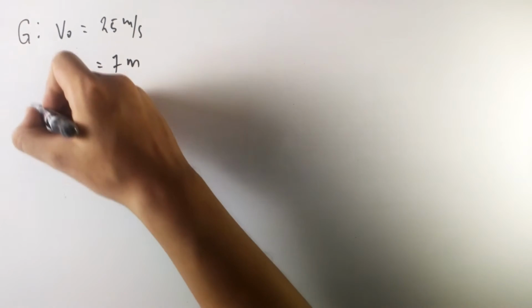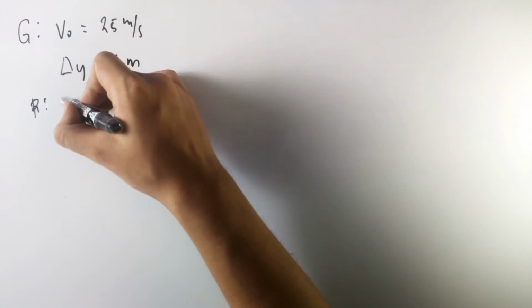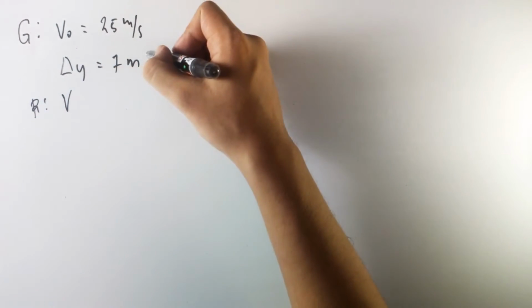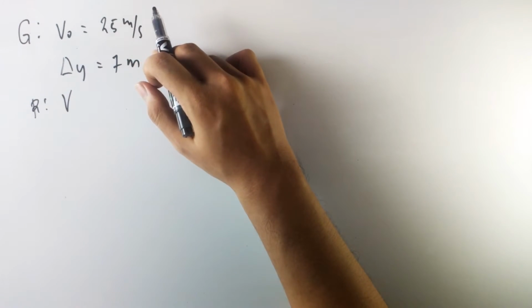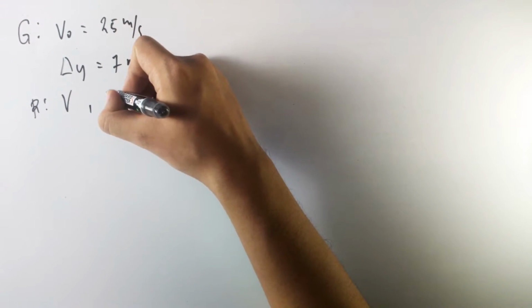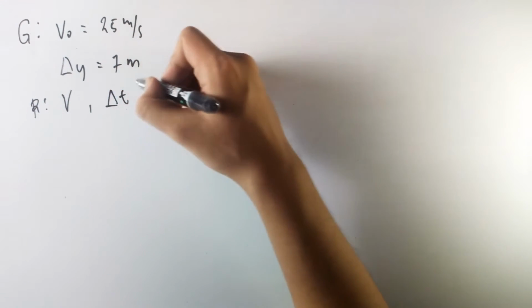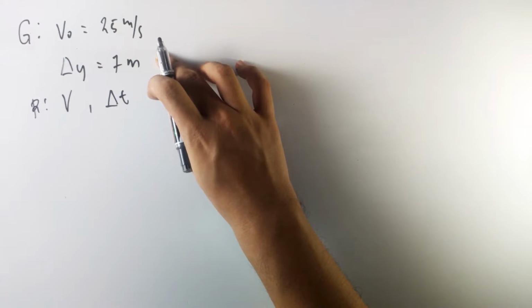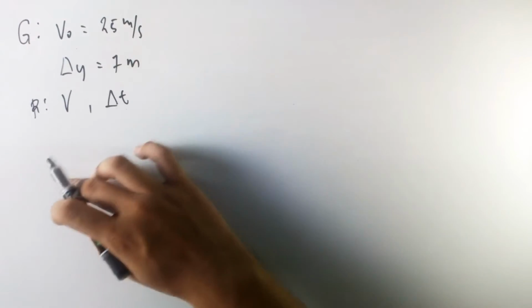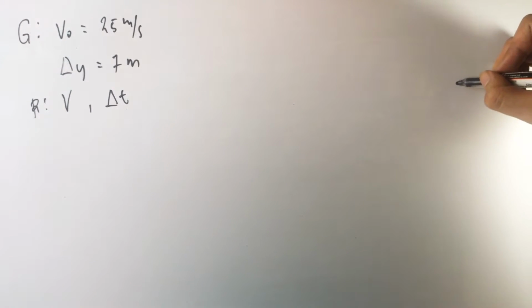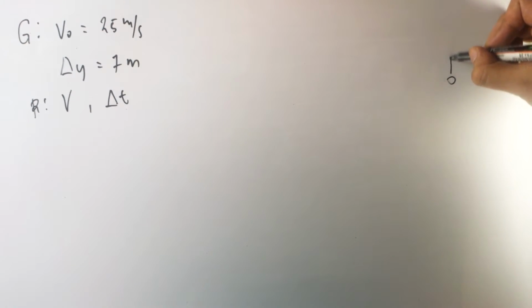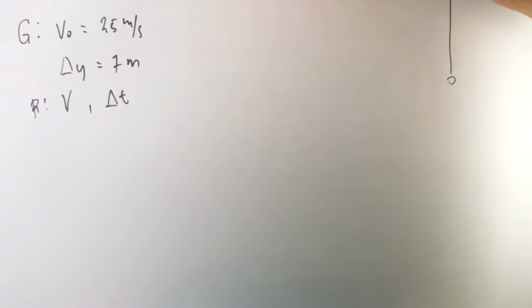Okay, so what is being asked is the velocity of this stone at this height, and at the same time the time it reached this height. So if you're going to draw it, let's say you have the stone, which is moving upward, reaching that maximum.